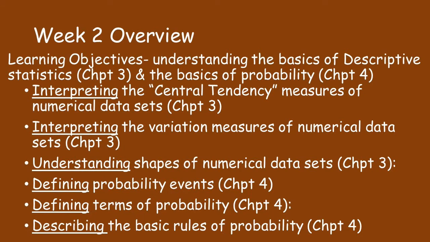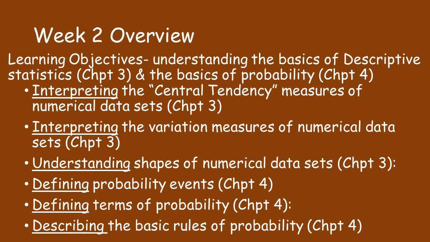Our learning objectives this week include understanding the basics of descriptive statistics from chapter 3 and the basics of probability from chapter 4. Here's what we're looking at this week. We're going to be interpreting the terminology central tendency and those measures of numerical data sets. We're going to be looking at mean, median, and mode. These are all in the realm of descriptive statistics.